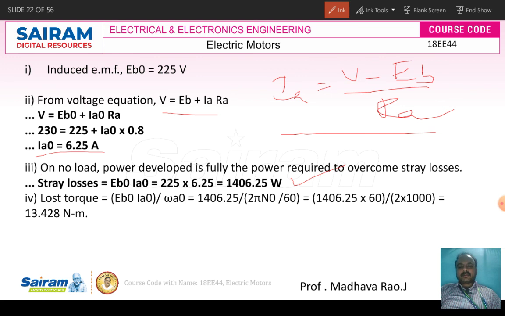Next one, torque. Torque is the mechanical power developed divided by angular speed. So we know the stray losses divided by 2 pi n by 60. If we substitute the values, it is Eb naught into Ia naught by omega naught, where omega naught is 2 pi n naught by 60. Substitute all the values and find the lost torque, that is 13.428 Newton meter.